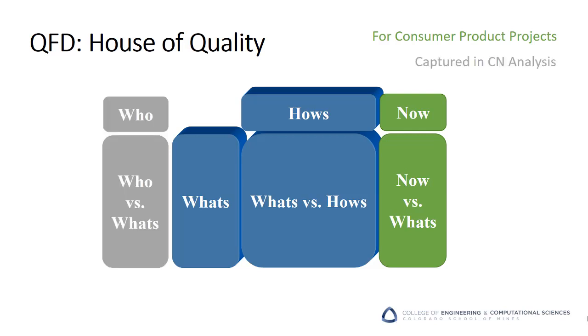If there's a large group of stakeholders involved in a project, it's often helpful to add a left wing on the house which captures and correlates which customer needs are valued by which stakeholders. If you've completed any customer needs analysis previously, this is one way to clearly communicate your results.